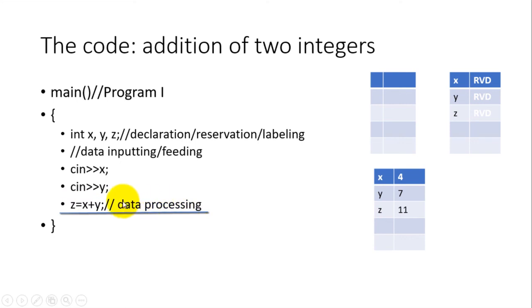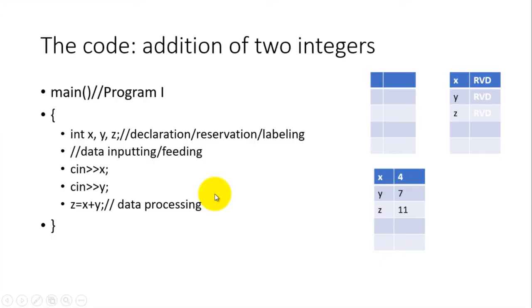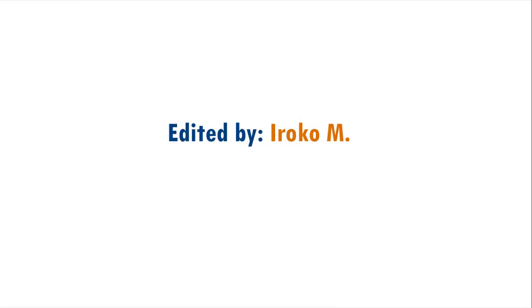And now, after this line, our program comes to the end. So for that matter, if we were to say cout Z, we would see 11. So that is the end of our first session of our program as we can see it on the screen. Thank you.